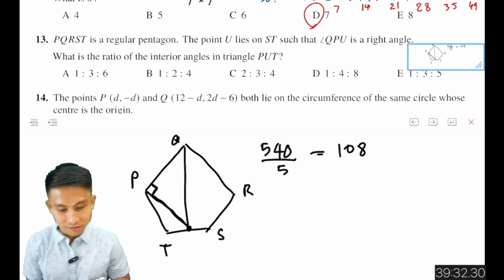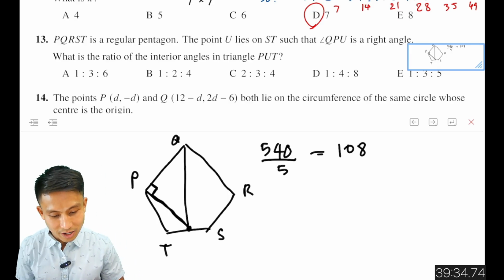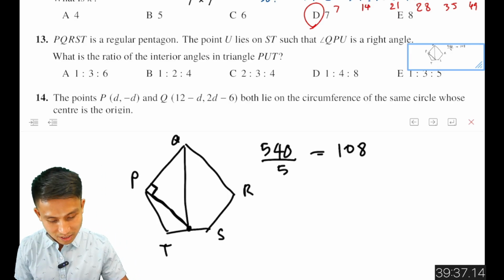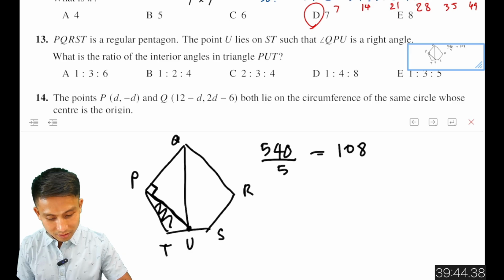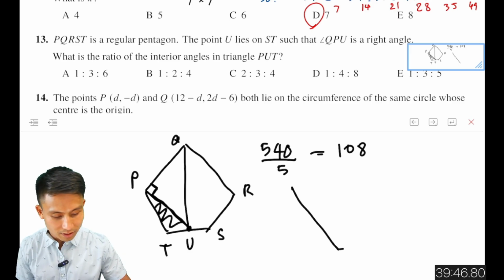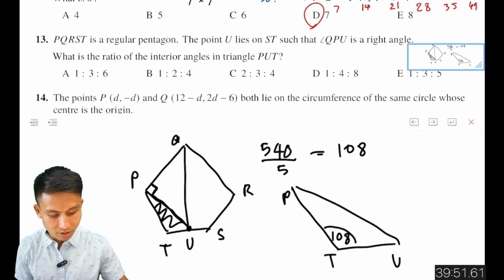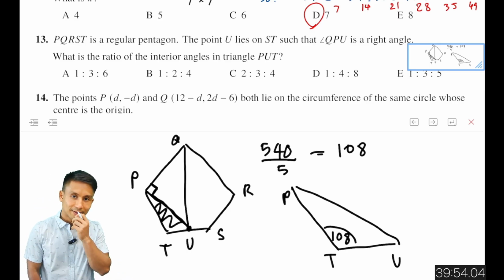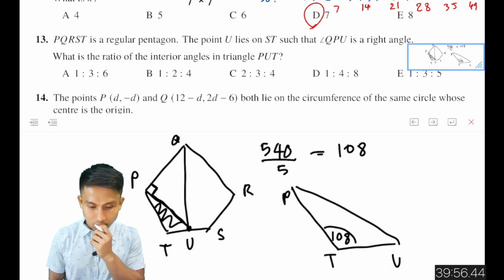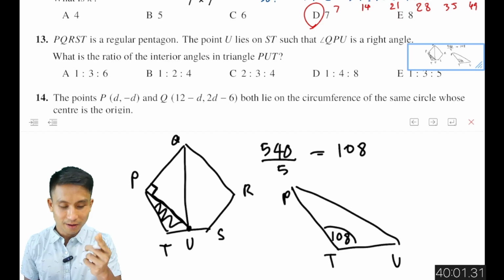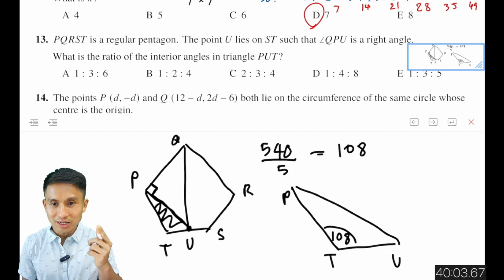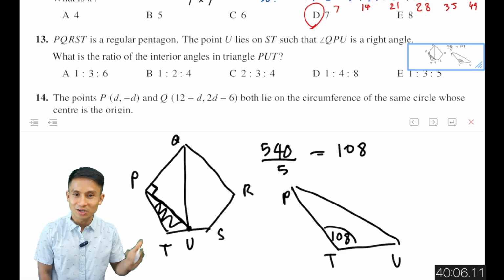What is the ratio of the interior angles in the triangle PUT? So this is U, P, U, T. So this triangle here that we need to figure out. So the triangle PUT, let me draw here. We definitely know that this is 108, right? And 108 seems to be probably the largest angle. It should be the largest angle. Do you feel like that? Because it's an obtuse angle, right?